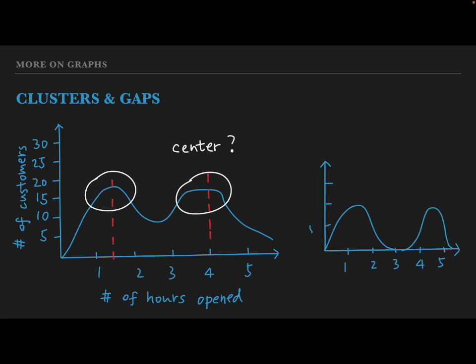Gaps, on the other hand, are holes where no value falls. If, for some reason, no customers come into the restaurant at 3, then this will be a gap on the graph.